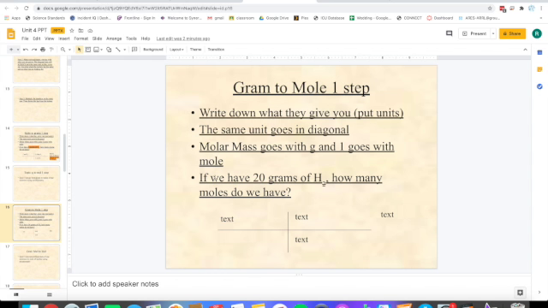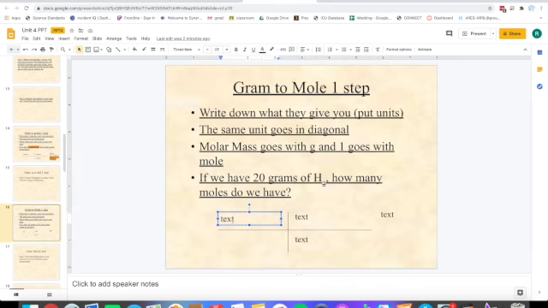So our question is, if we have 20 grams of H2, how many moles do we have? Well, this first box, we write down what they give us. Well, in this case, that's 20 grams of H2. Now remember, whatever unit, not number, but whatever unit's right here is the same unit in your diagonal. So since that's grams of H2, this will be grams of H2.